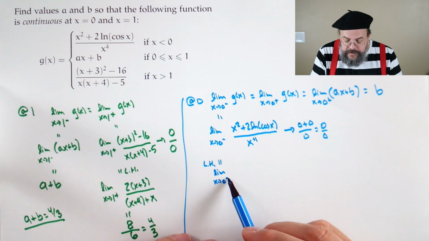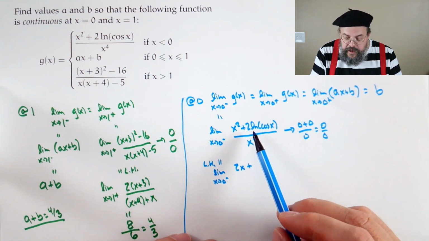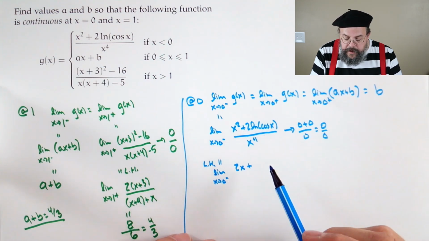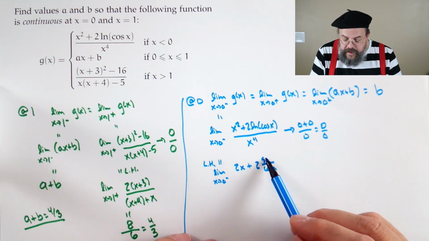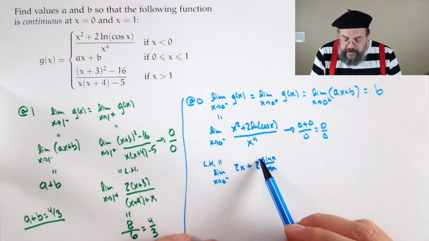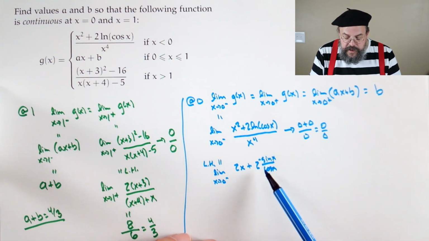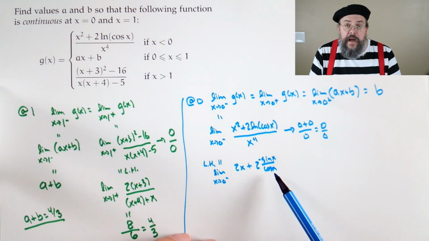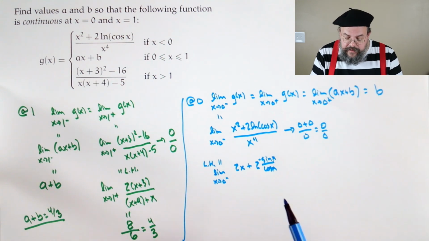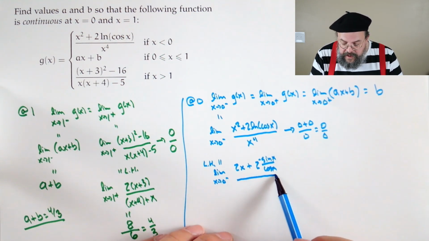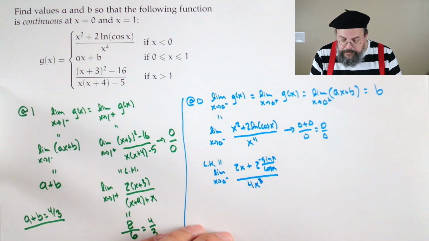So limit as x approaches 0 from below. What do we have? We have 2x plus 2, we have a cosine of x, and then we have a sine of x with a minus. Where is that coming from? When you take a derivative of a log of something, it's 1 over the something. So that's where the cosine of x is. And then the derivative of the something, that goes upstairs. So that's where the minus sine of x is coming from. And all of that is over 4x cubed.